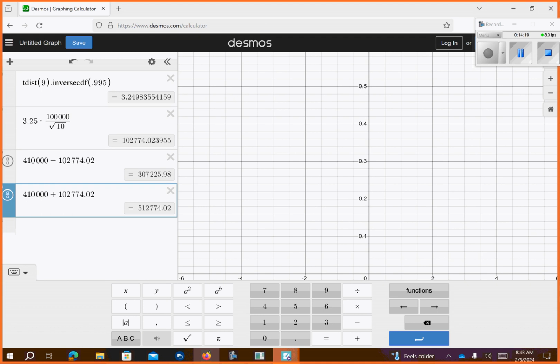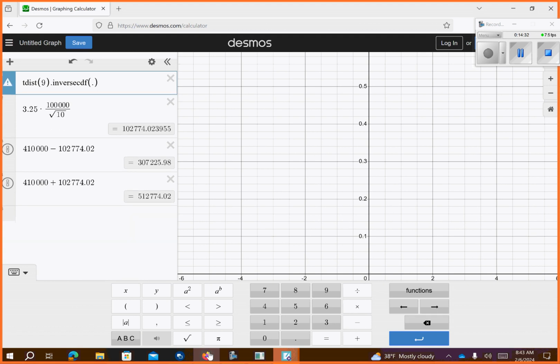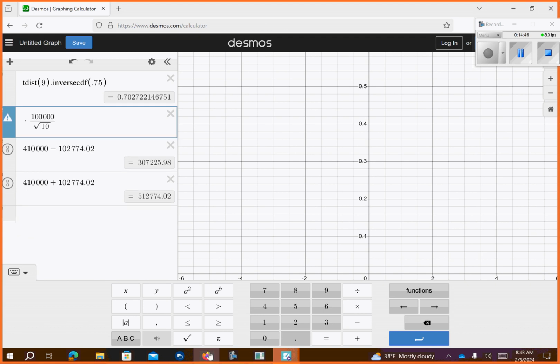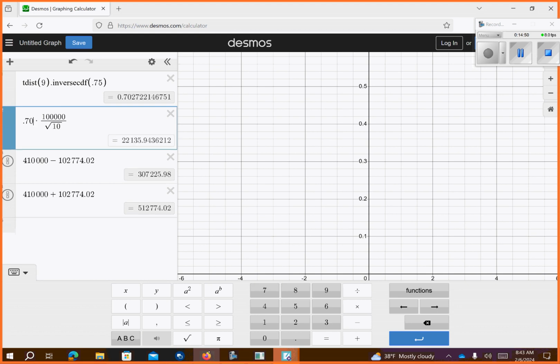Number 9, calculate the confidence interval at 50% confidence. Okay, so I could still use this. My degrees of freedom is 9 because my sample size is 10. I want a 50% confidence interval. What is halfway to 100 from 50? Yeah, 0.75. Okay, so then I'm going to change this to 0.70.